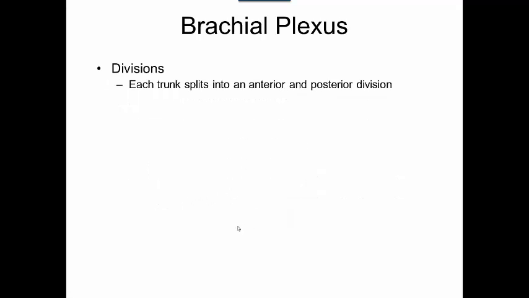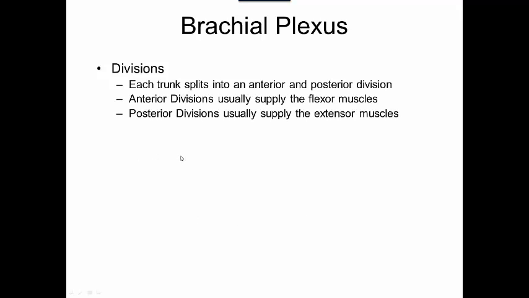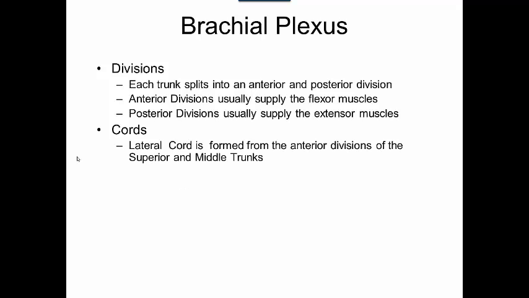Each trunk splits into an anterior and posterior division, right? So they combine, and now they're splitting anterior and posterior. Anterior divisions typically supply the flexor muscles. Posterior divisions typically supply the extensor muscles. And then we merge again into cords.